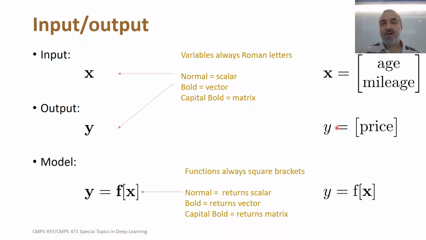Here's the example. X here is bold. It represents a vector of values, which are the age and mileage. And here the output is just one value, which is the predicted price. So that's why it's a scalar. It's just one value. It's not bold here. And the function, again, represents just one output, so it's not bold.